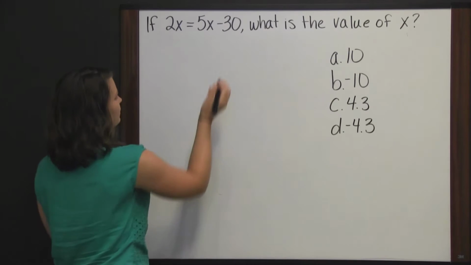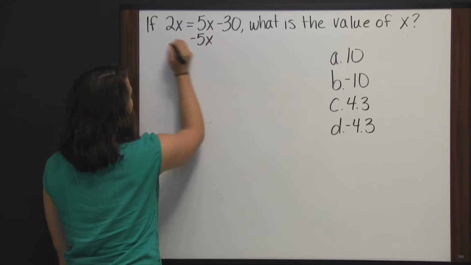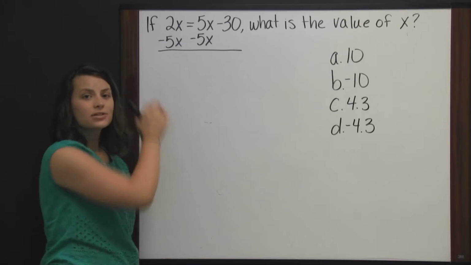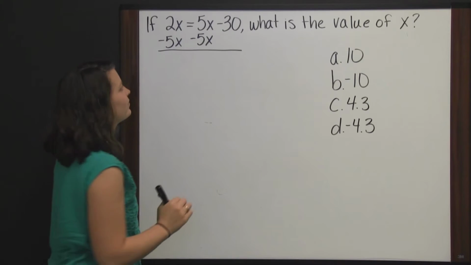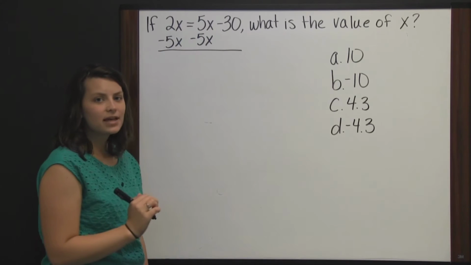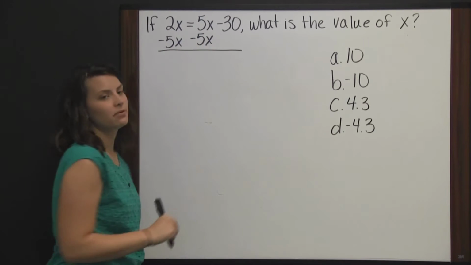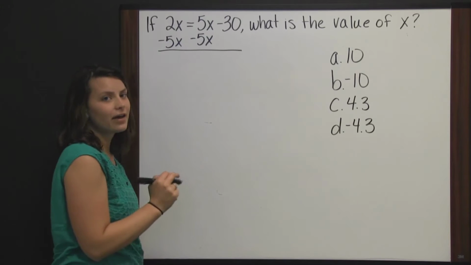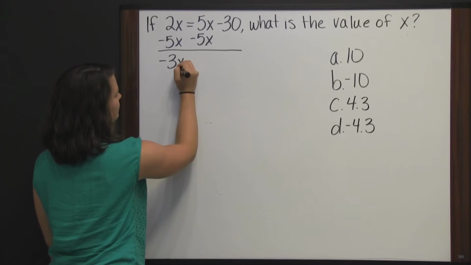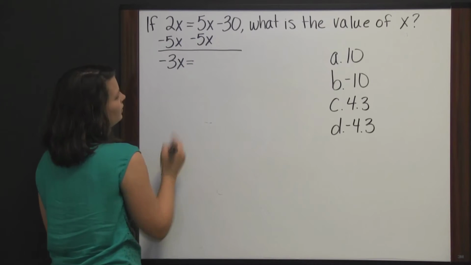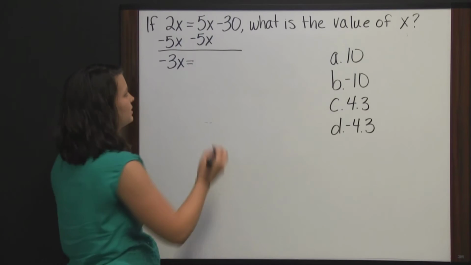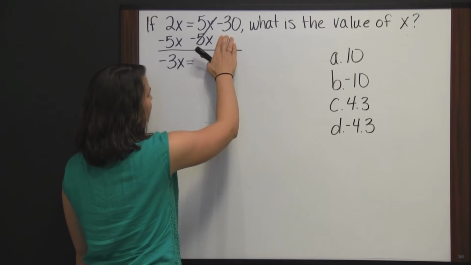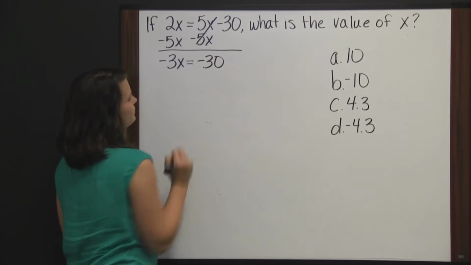I'm going to subtract 5x from both sides. This is called the subtraction property of equality. Because I have the left side equal to the right side, then I could subtract the same thing from both sides, and they'll still be equal. 2x minus 5x is negative 3x. We bring down our equal sign. 5x minus 5x is 0 because those are additive inverses, so we've canceled that out. And what we have left on the right side is negative 30.